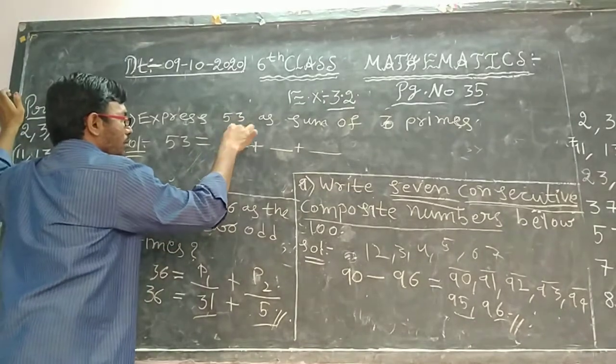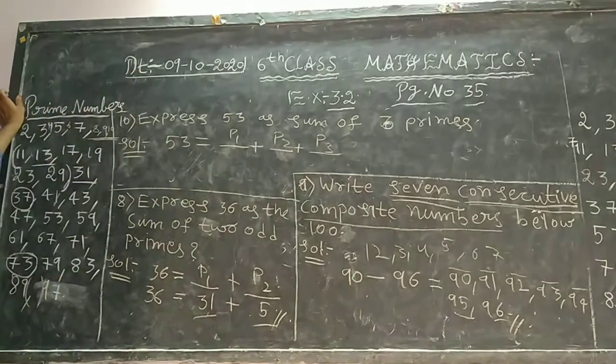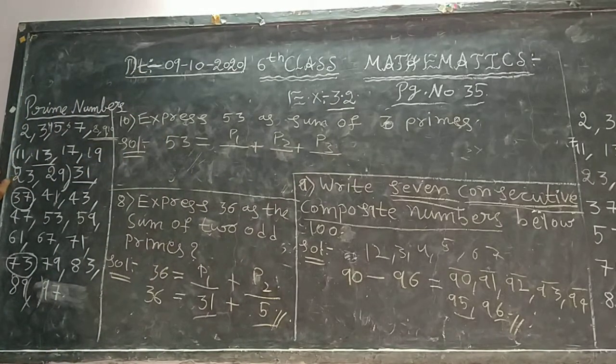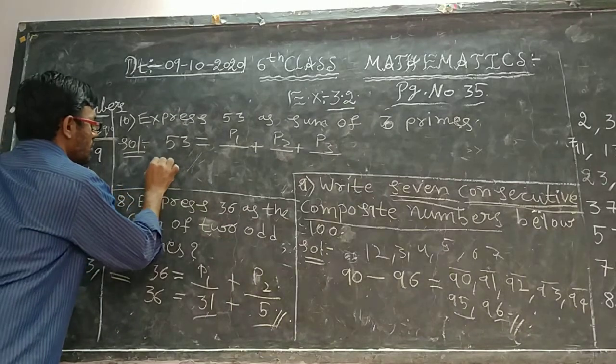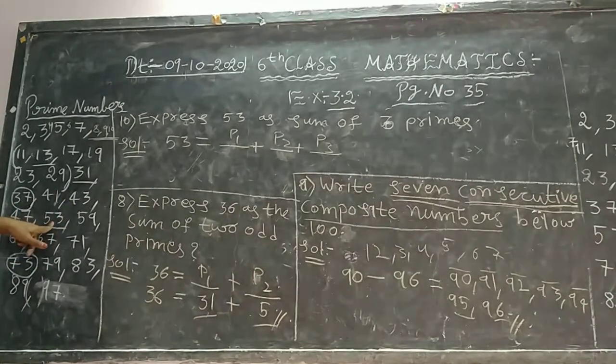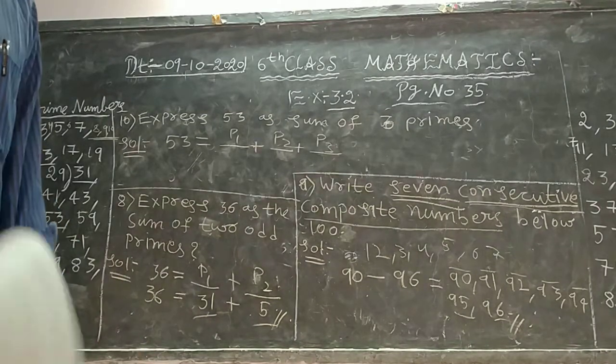So P1 plus P2 plus P3 should be equal to 53. You are supposed to add these numbers and check by which numbers you get 53. See children, first of all, 53 is here. Is it right, children? 53 is also a prime number. So the sum of 3 prime numbers should also equal a prime number. I think you have understood this very clearly.